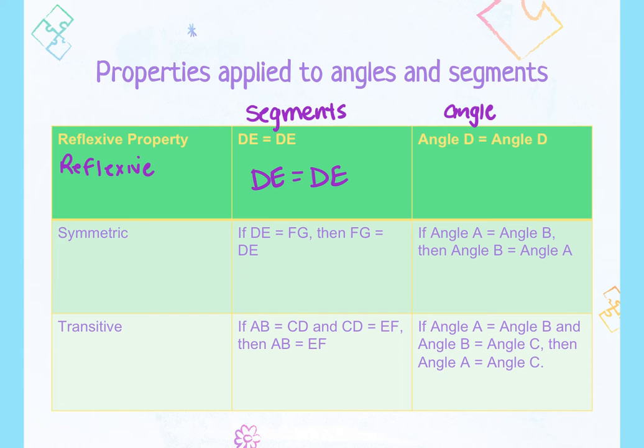An angle, we would just be talking about an angle. So this one says angle D equals angle D. It could be angle A equals angle A. Anytime something is set equal to itself, that's the reflexive property. Symmetric can also be applied to segments and angles. So if DE equals FG, then we switch the order for symmetric. FG would equal DE. If angle A equals angle B, then angle B equals angle A. That would be symmetric. We just switched the order.